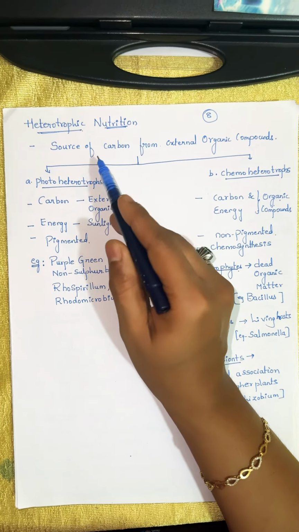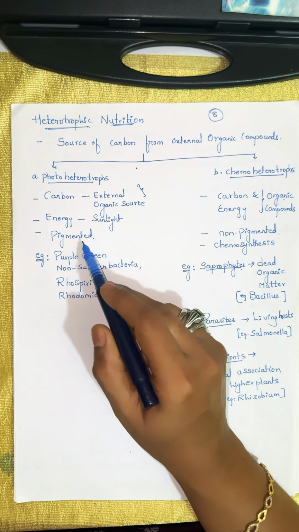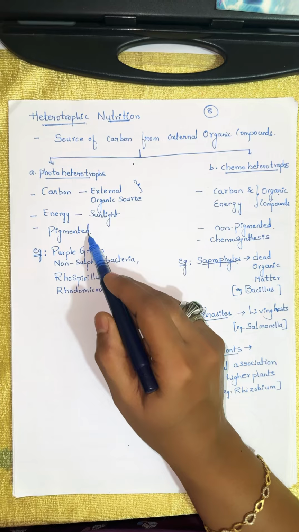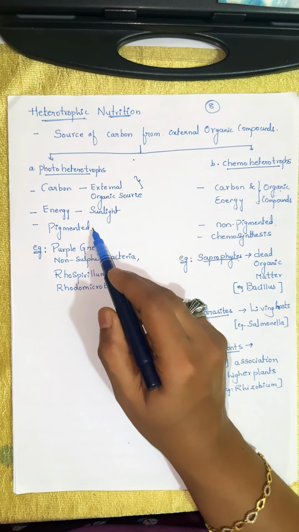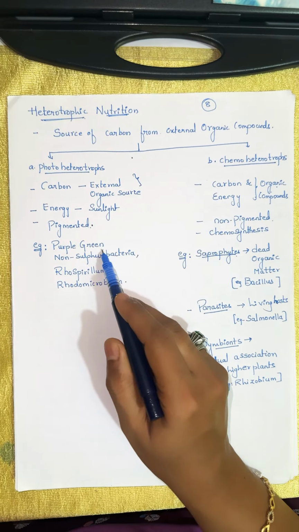So we call it photo. Hetero means depending on others, so they can get the organic sources anyhow. They are also pigmented because they absorb light energy. They need compulsory pigments, and they are purple and green non-sulfur bacteria, Rhodospirillum and Rhodomicrobium.